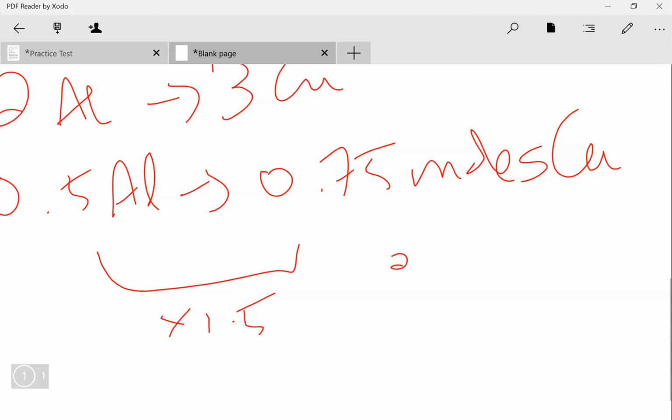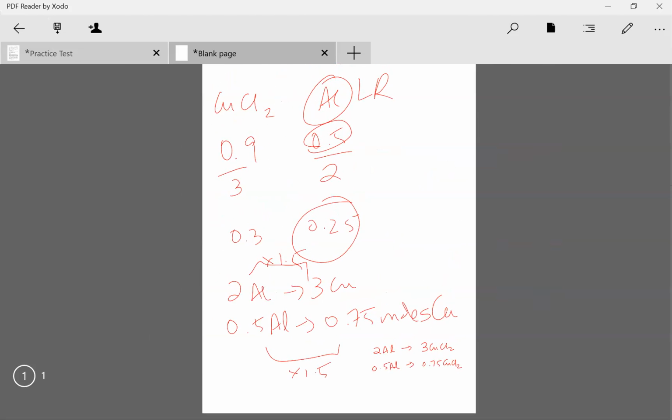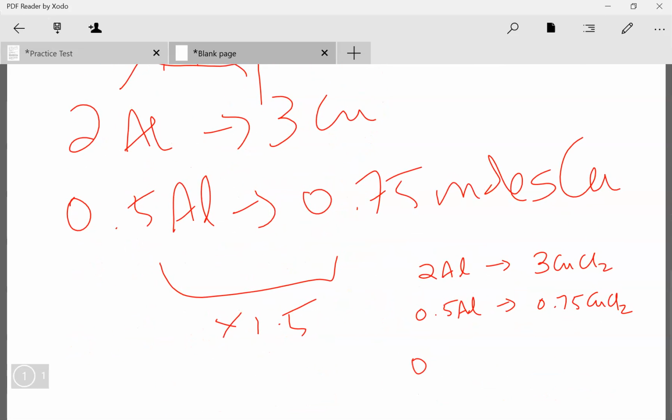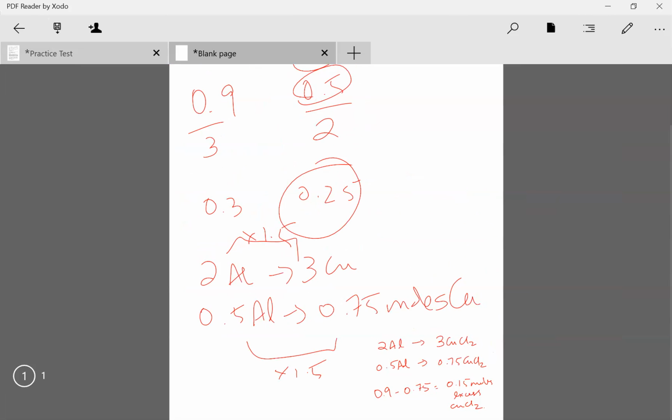If I want to calculate my excess, 2 aluminum, 3 CuCl2, so again 0.5 aluminum would be 0.75 CuCl2. So my excess here would be 0.9 minus 0.75, excess copper chloride. And that's how you calculate the excess copper chloride.